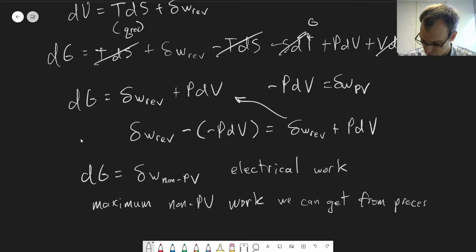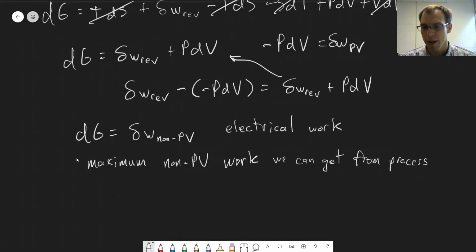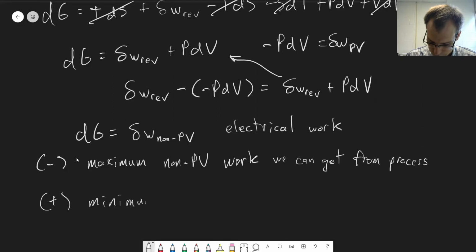So this can be useful if you're considering making a battery or something like that. That's usually done at constant temperature and pressure. And so what's the maximum amount of electrical work you can get out of your system? Delta G tells you that. Or if delta G is positive, right? So this is for negative values. For positive values, it tells you what's the minimum non-pressure volume work required to drive the process.